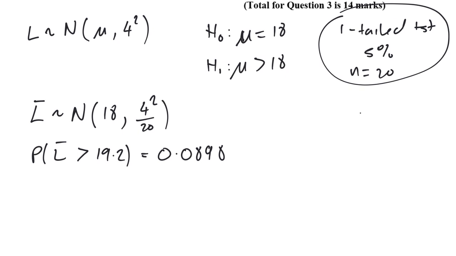Now, using that and comparing that to our 5%, we need to decide if that's significant. Well, this is nearly 9%. This value, 19.2, would occur around 9% of the time, according to this. We wanted it to be 5%. Therefore, there is not evidence to reject H naught. 0.0898 is greater than 0.05. Therefore, no evidence to reject H naught.